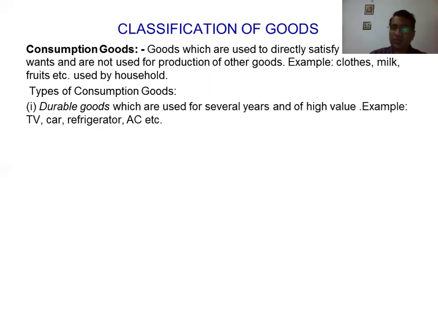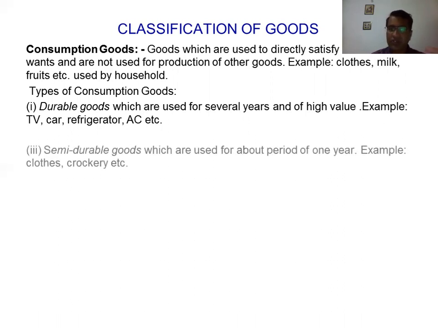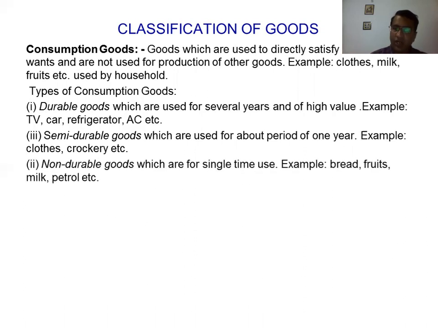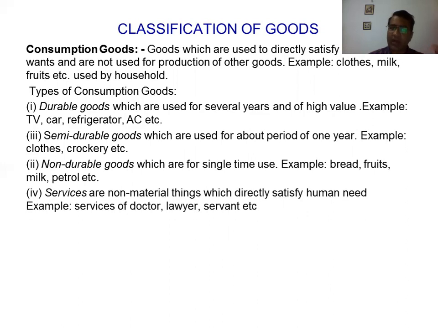We can divide consumption goods into many types. Durable goods are used for several years and are of high value, like TV, car, refrigerator, AC. It means they are used for a long period. Semi-durable goods are used for about 1 year, like clothes, crockery, etc. It means they are not used for a long period, but for 1 year or maybe 2 years. Then non-durable goods are for single-time use, like bread, fruit, milk, petrol, etc. These are also called perishable goods, which are one-time use.